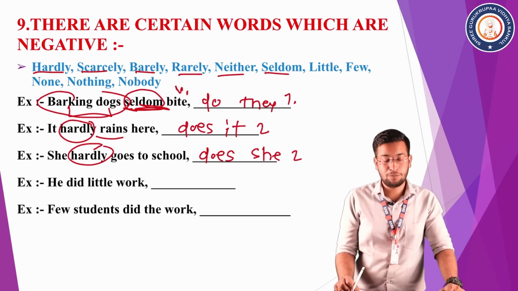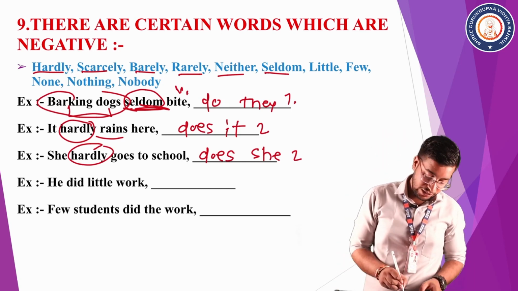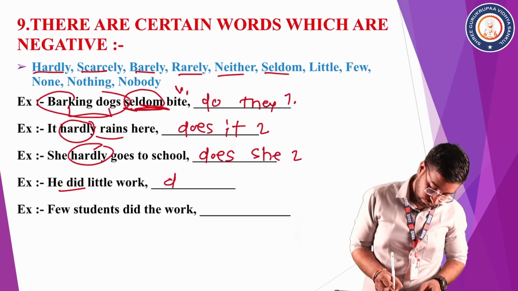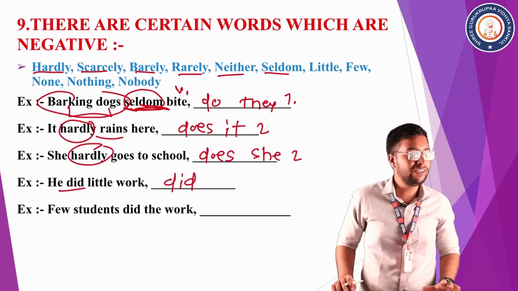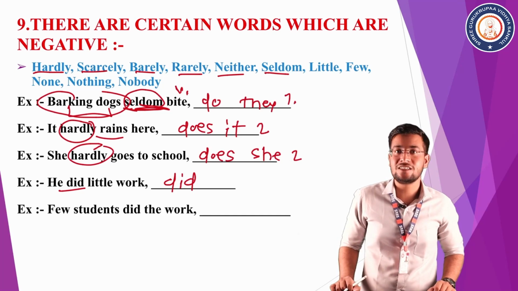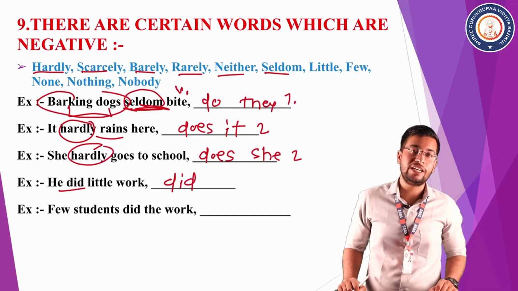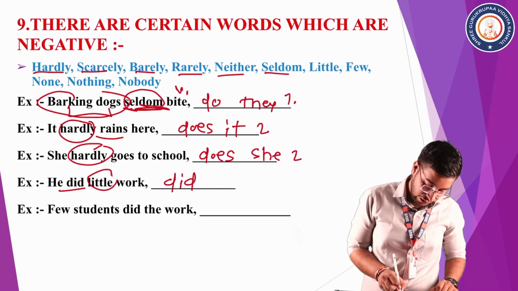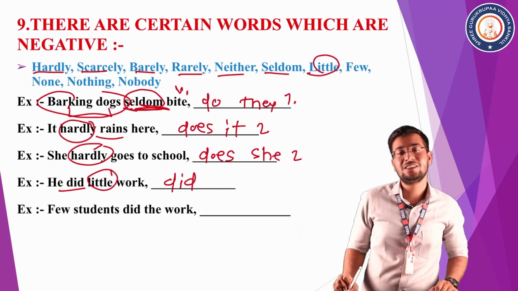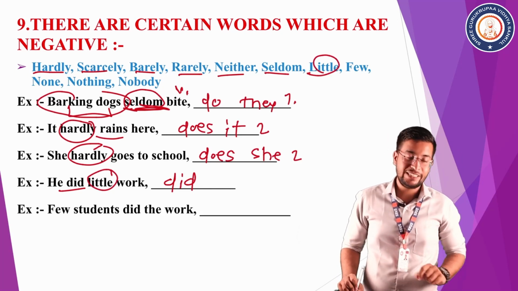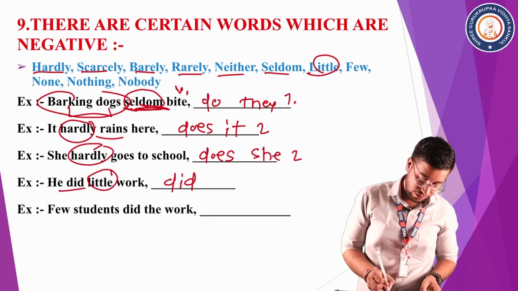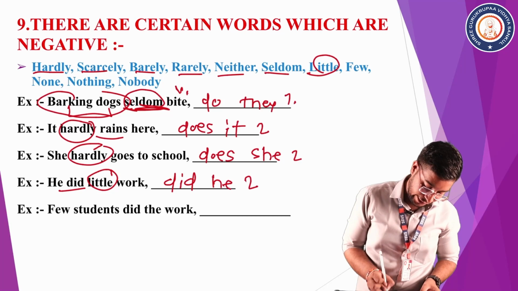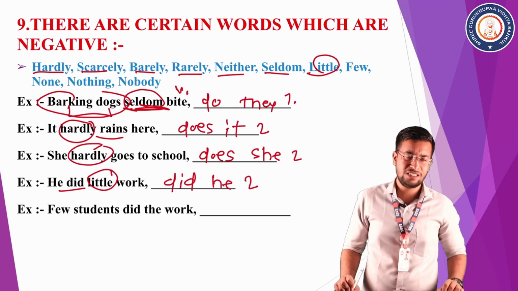Now our next example, he did little work. What is our helping verb? Did. Now dear students, tell me, will it be "didn't" or will it remain "did" only? Yes, it will remain "did" only. Why? Because little makes the statement negative, and that's why it will be "did he". I think it is clear to you.